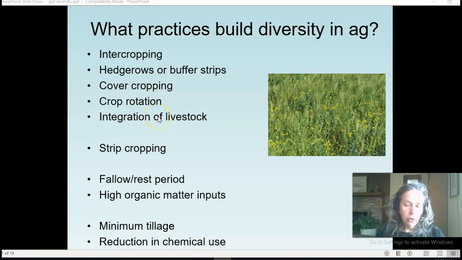Adding livestock also helps build diversity. Strip cropping is a way to reorganize species in a system, and we saw the example of beta versus alpha diversity. You can also add diversity building practices such as rest periods or high organic matter inputs, such as incorporating crop residue, and cover cropping can also help with this. Sometimes you just need to stop doing certain practices that are diversity reducing, like you need to reduce your amount of tillage. You need to reduce your amount of chemical use.